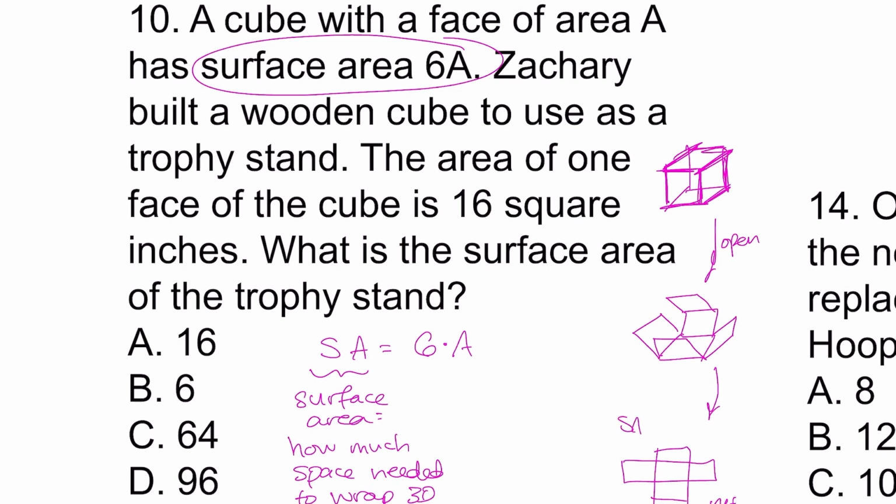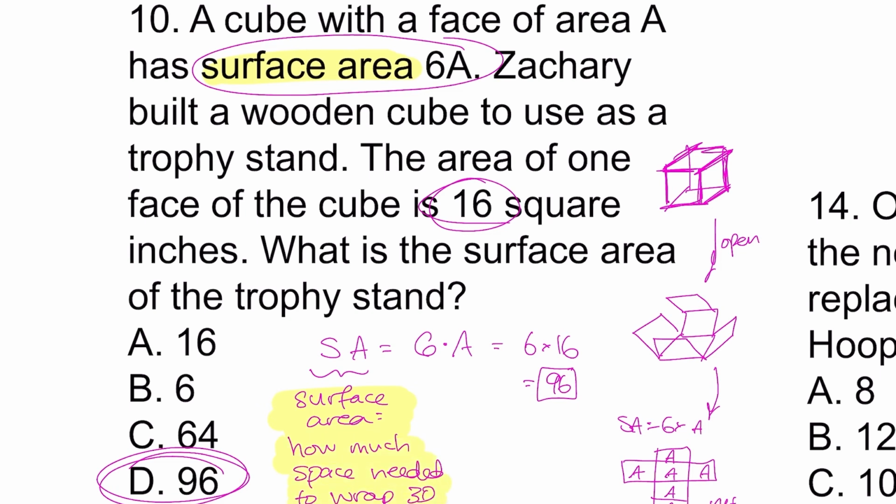And the surface area is 6 times A, where each of these is A, because they're all squares, and you have 6 of them. So in this case, you know that the face is 16, so it will be 6 times 16, which will be equal to 96. And that's choice D. So the keyword here is surface area, and we have this formula. Surface area is how much space is needed to wrap this gift.